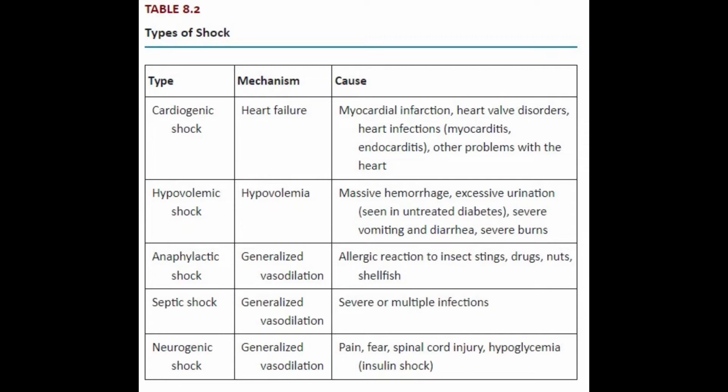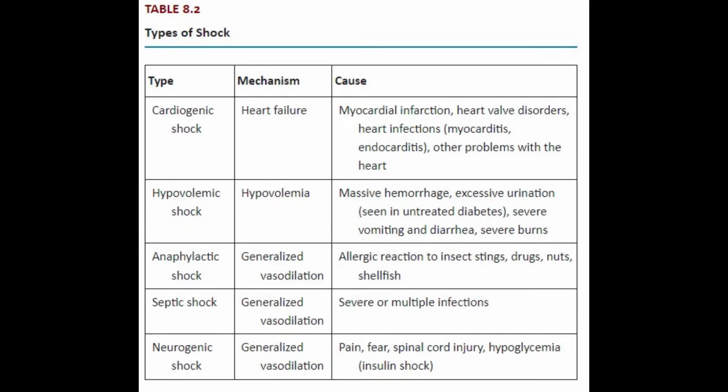We have cardiogenic shock, which comes across as heart failure and is caused by myocardial infarction, heart valve disorders, heart infections like myocarditis and endocarditis, and other problems with the heart. We have hypovolemic shock, caused by hypovolemia. This is massive hemorrhaging, excessive urination, like you can see in untreated diabetes, and severe vomiting and diarrhea and severe burns. You are losing too much liquid.